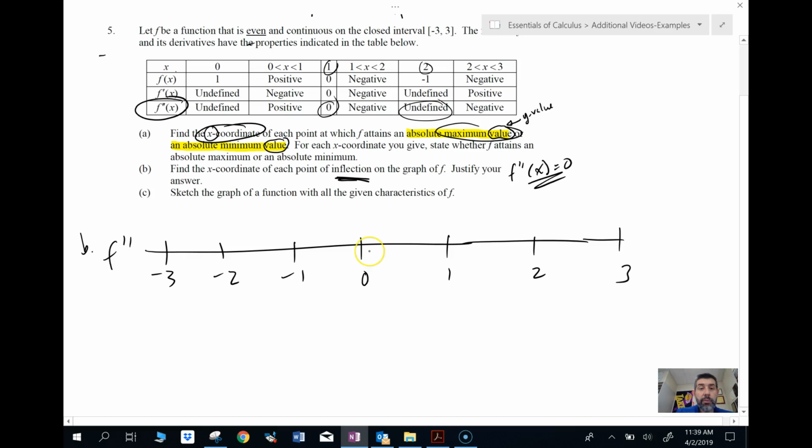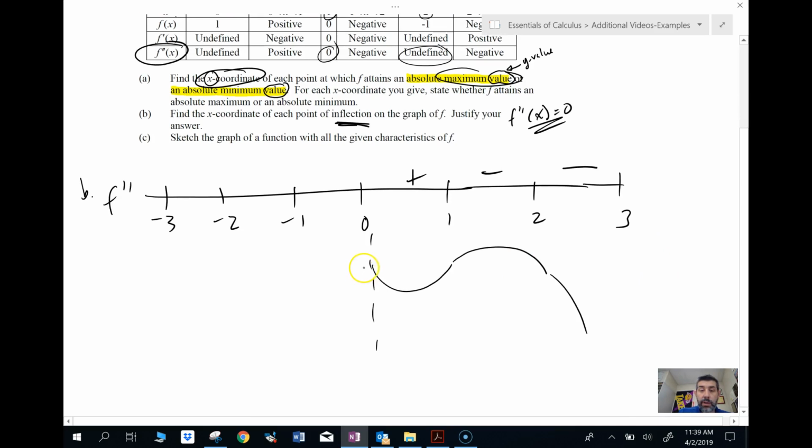Okay, so we've got positive between 0 and 1, negative between here and here. So that's going to be concave up, concave down, and then negative again, so it's going to stay concave down. That means it's got to be a mirrored image on the other side, right? So it's got to go like this, and then like that again.